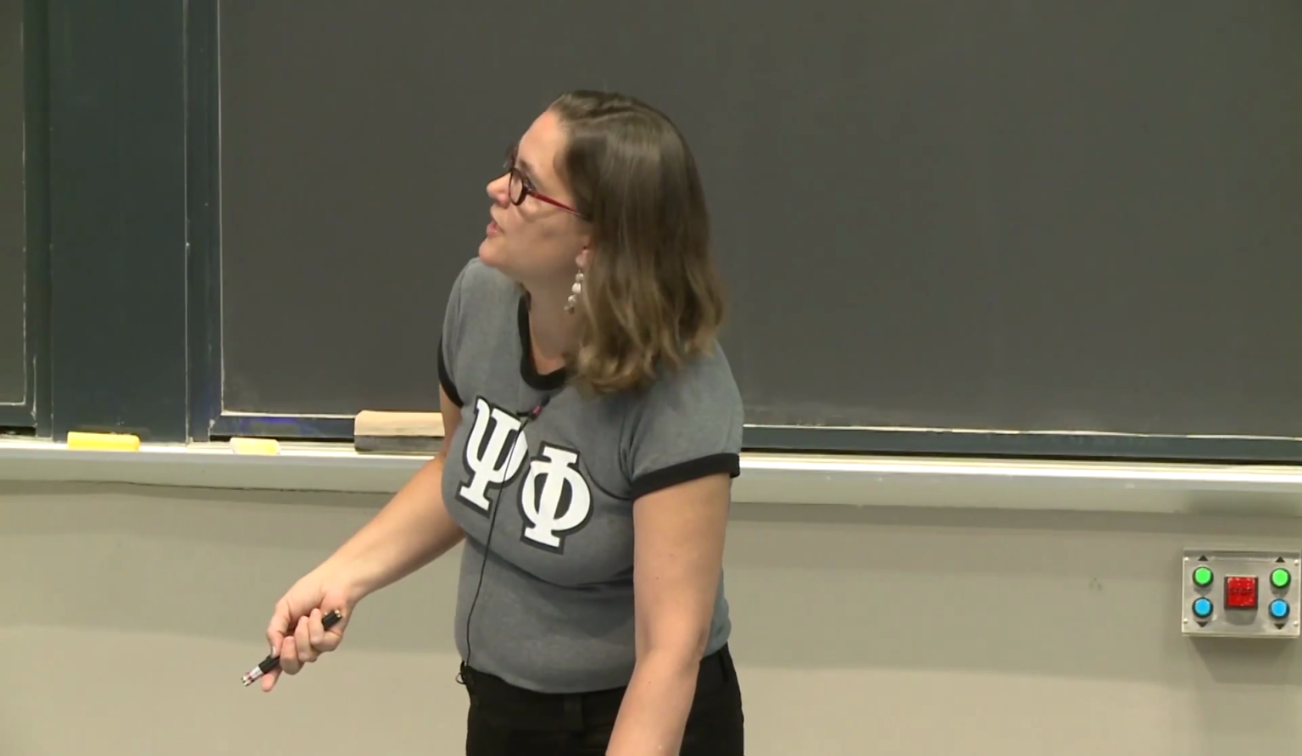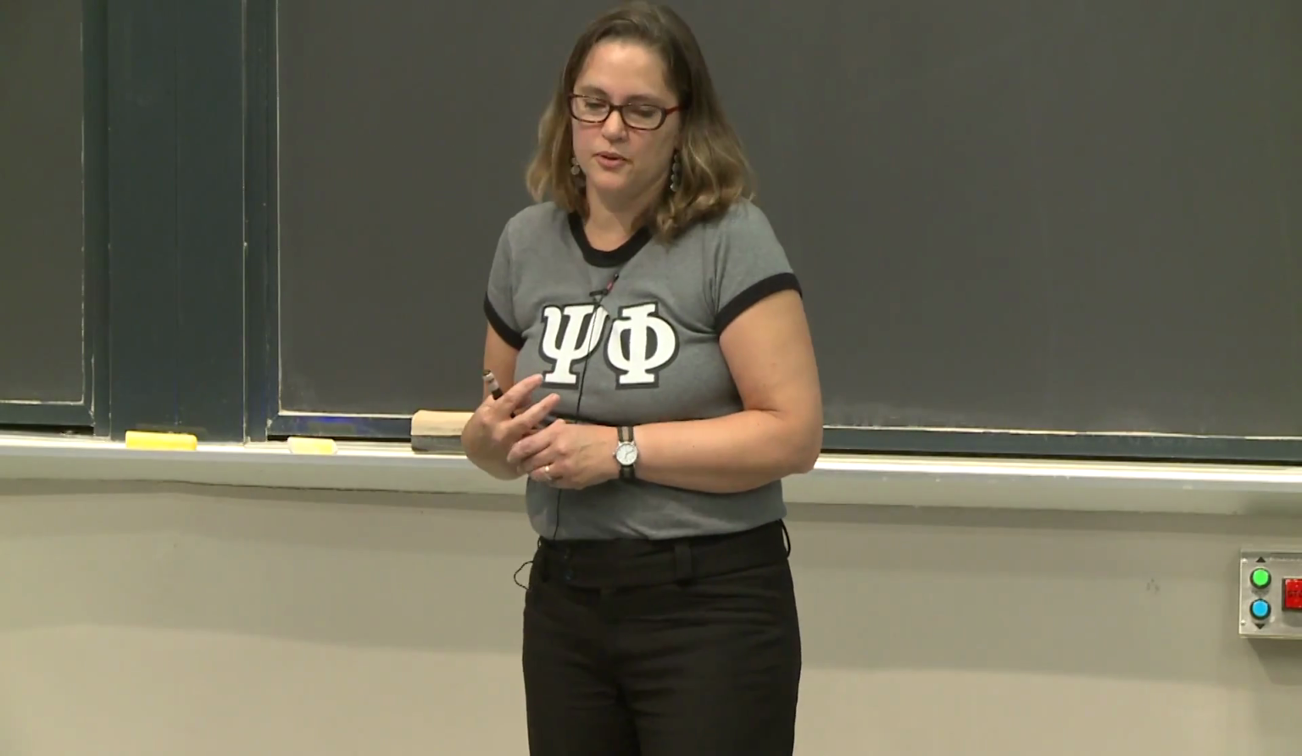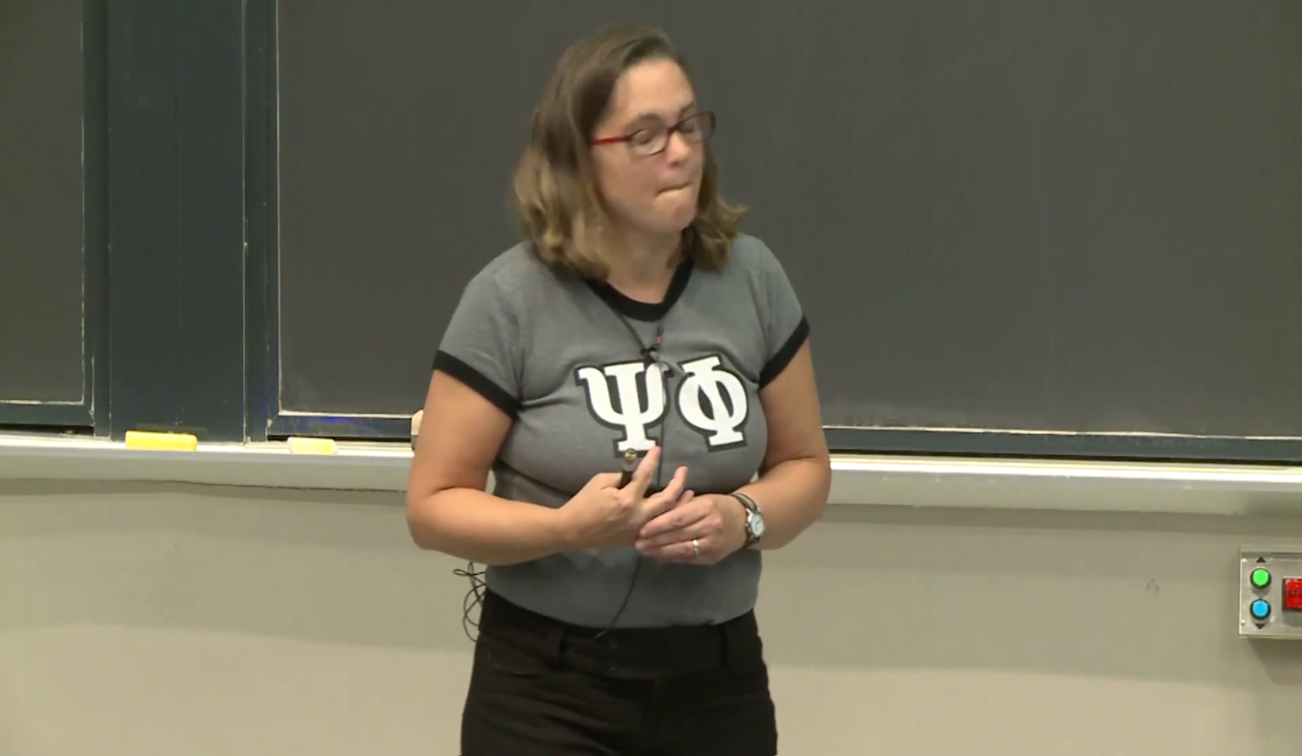So why don't you give this a try now and tell me what kind of radial nodes you would expect for 4p.